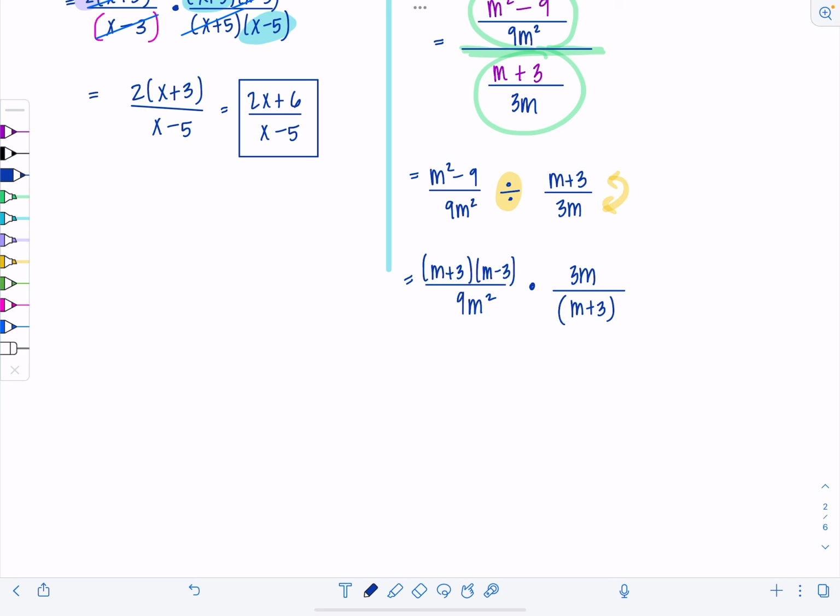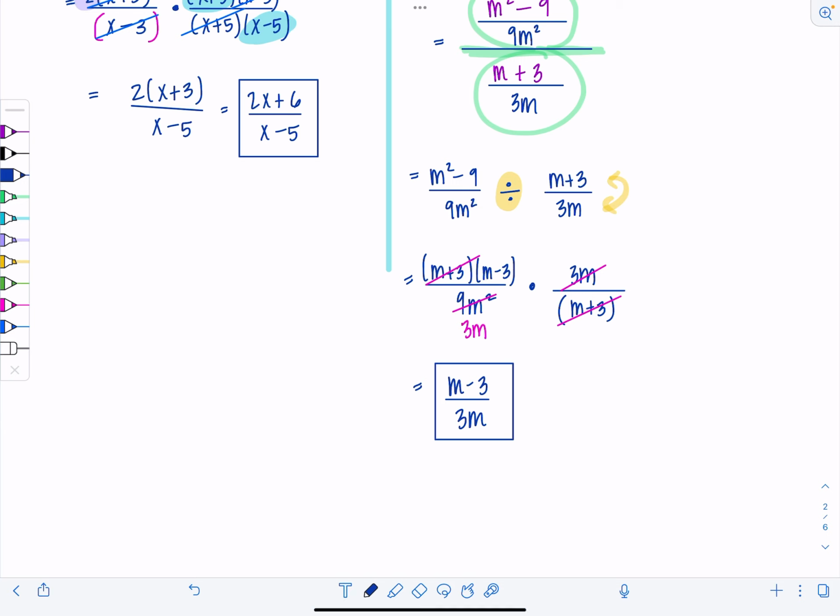And I'm going to put some parentheses around the m plus 3 just to remind me that's a factor, a little family. If I do any canceling, they got to stay together. Anything we can cancel? This is always my favorite part. So satisfying. M plus 3, bam, bam. 3m gone. With the 9m squared, it's going to become just 3m, right? Very good. So now we're left with (m minus 3) over 3m.